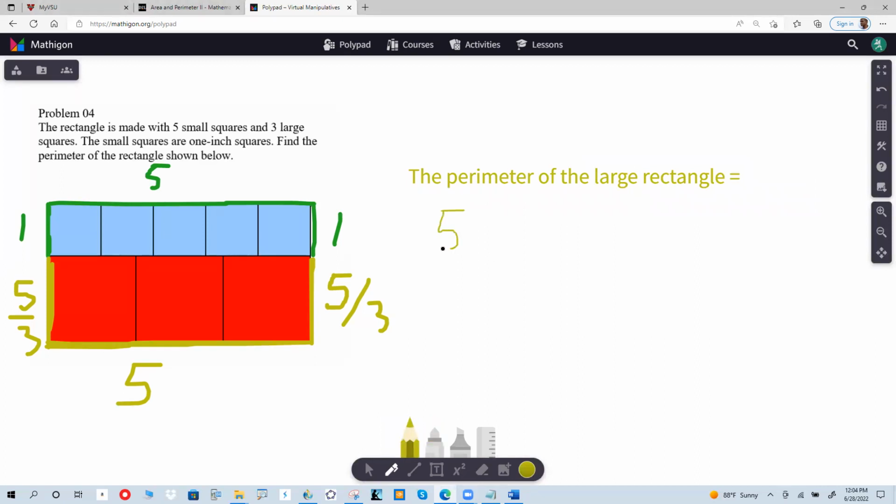5 plus 5 plus 5/3. Okay, careful, 5/3 plus 1. And 5/3 comes twice, and 1 comes twice. Now, you can use your calculator. 5/3, according to my calculator, is 1.666. You can do that, okay?